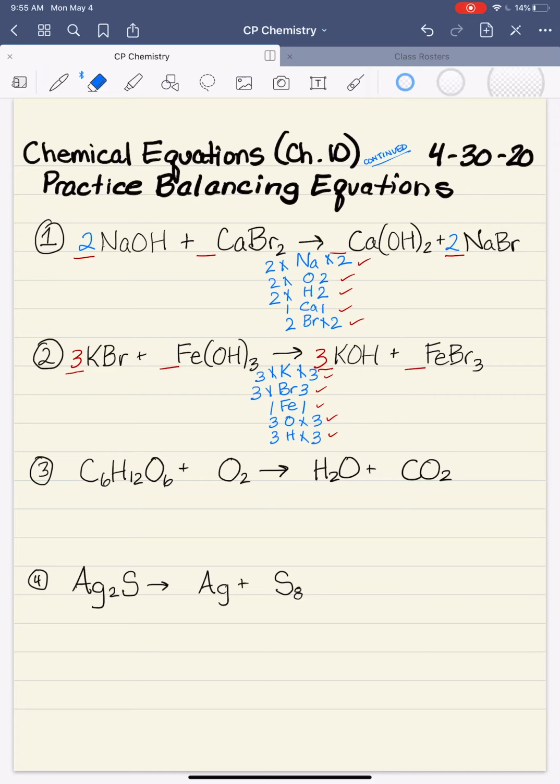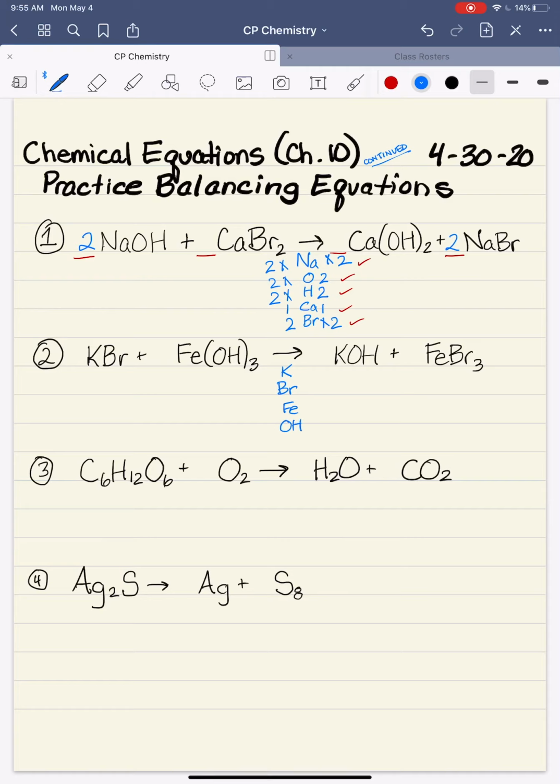Okay, let's go ahead and start this over again. Let's fix my K. Okay, we'll start this over again, but this time we're going to use hydroxide as a unit. So I have potassium, I have bromine, I have iron, and I have hydroxide as a unit.